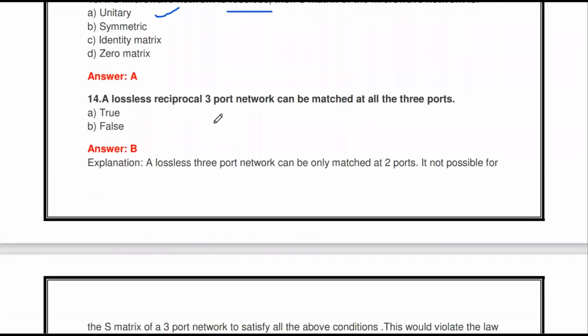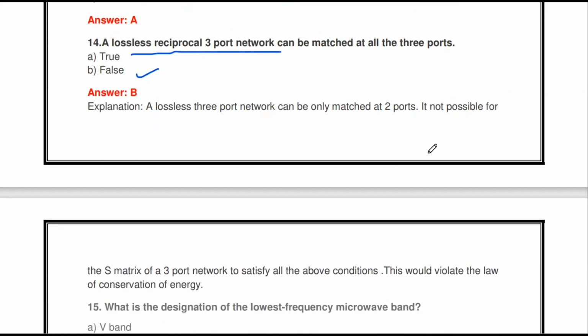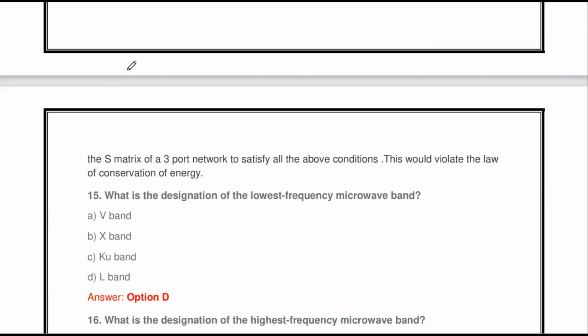Then the next one: a lossless reciprocal 3-port network can be matched at all 3 ports. Is this true or false? It is false. A lossless 3-port network can be matched at only 2 ports, so there is no possibility to match all ports. So for a lossless reciprocal 3-port network, only 2 ports can be matched, not all 3. So this is the false statement.